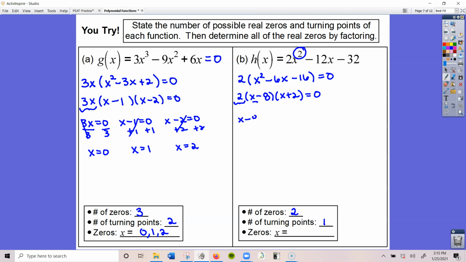So x minus 8 would equal 0, and x plus 2 is equal to 0. These would be my only two x-intercepts. So we would add the 8 over. So x is equal to 8. And here I would subtract the 2. So x would equal negative 2. So my two x-intercepts, like I stated, were 8 and negative 2.